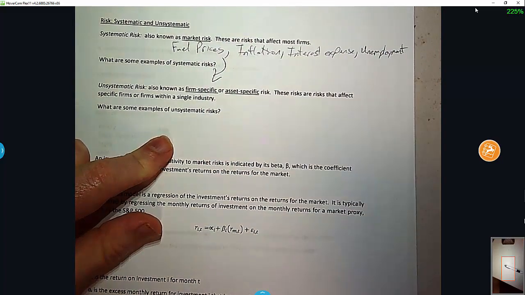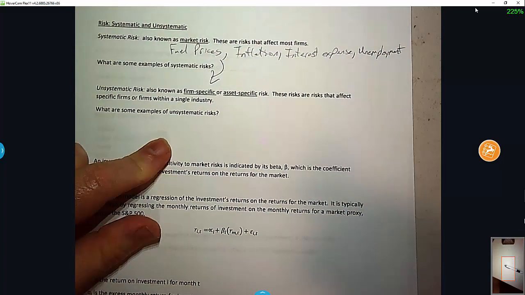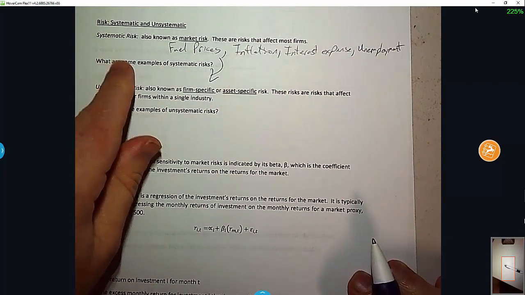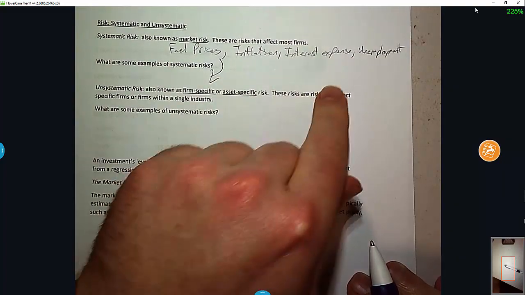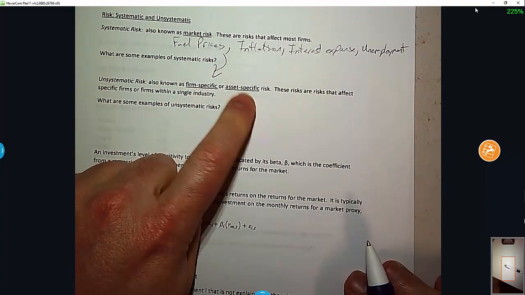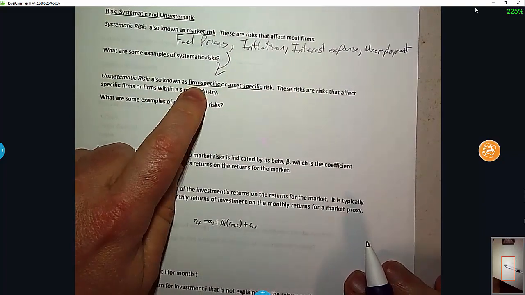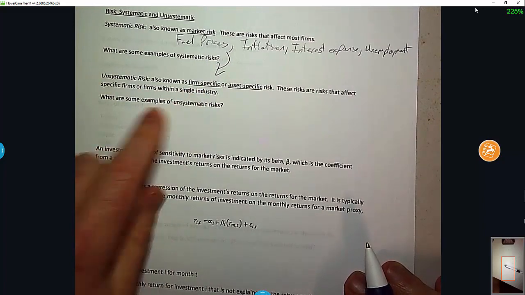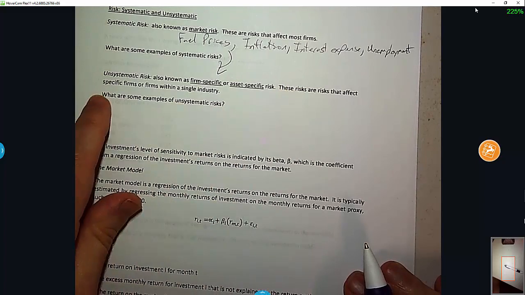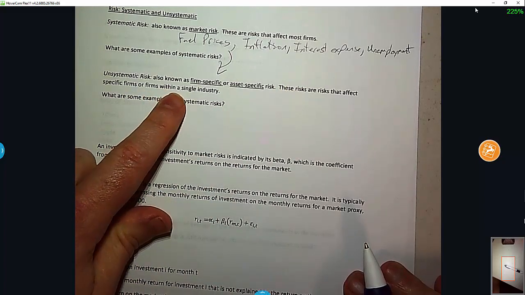These are examples of systematic or market risks. Okay? These are risks that most firms face, and their stock prices will be affected by these risks. Unsystematic risks are firm-specific or asset-specific risks. We generally refer to them as firm-specific risks or unsystematic. These are risks that affect specific firms or firms within a single industry.